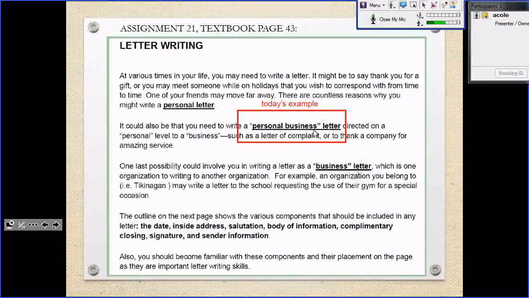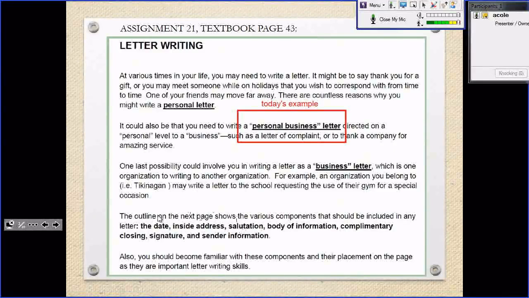But what we're looking at today is when you are writing to a business, or to someone who's part of a business, right? Like you might write to your teacher, say, because your teacher is part of WASA, and WASA is a business.